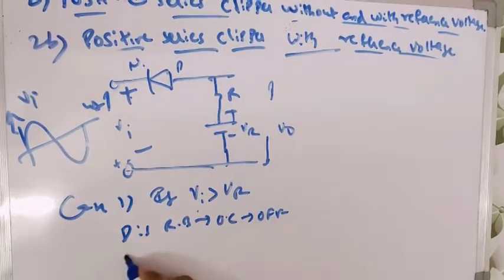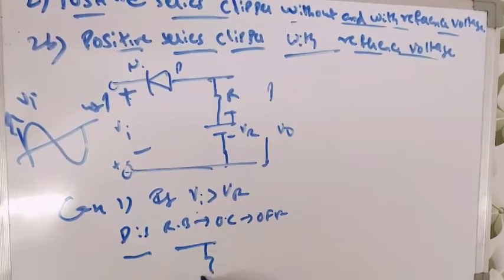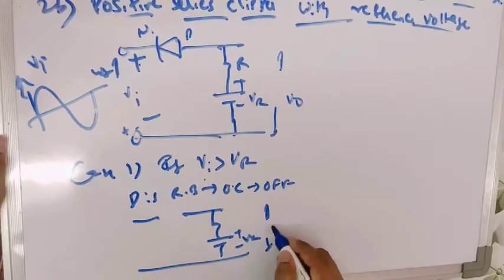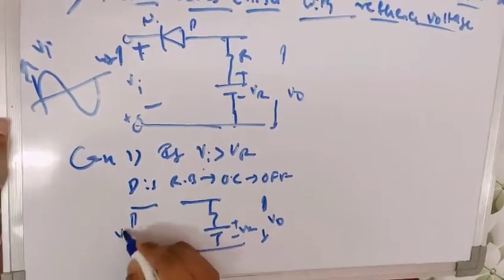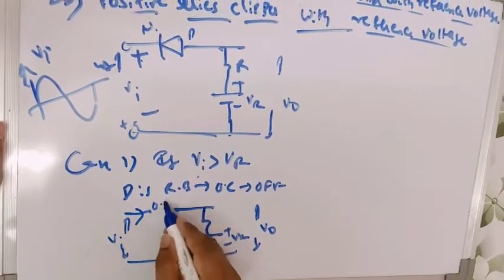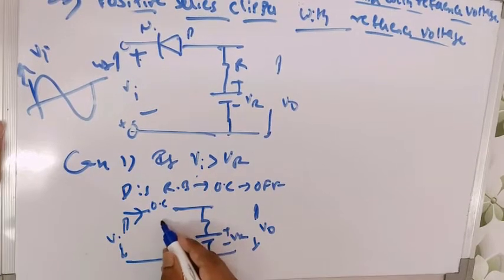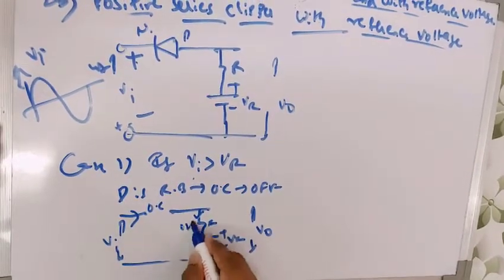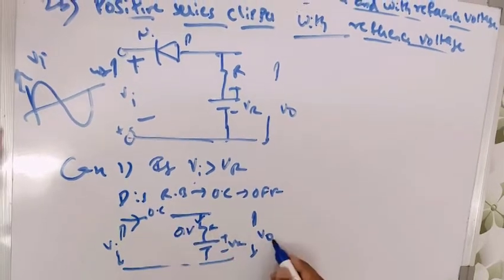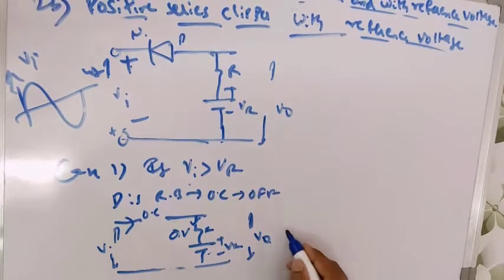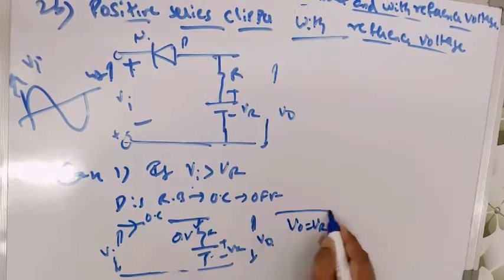So when the diode is off, what will be the output voltage? The output voltage is taken across the resistor and reference voltage combination. The input current will be equal to 0. There is no current flowing because this diode is open circuited, meaning infinite resistance. Since no current flows through the resistor, the voltage across the resistor is 0 volts. Whatever voltage is present across the reference voltage will be the output voltage. Therefore V0 is equal to VR.